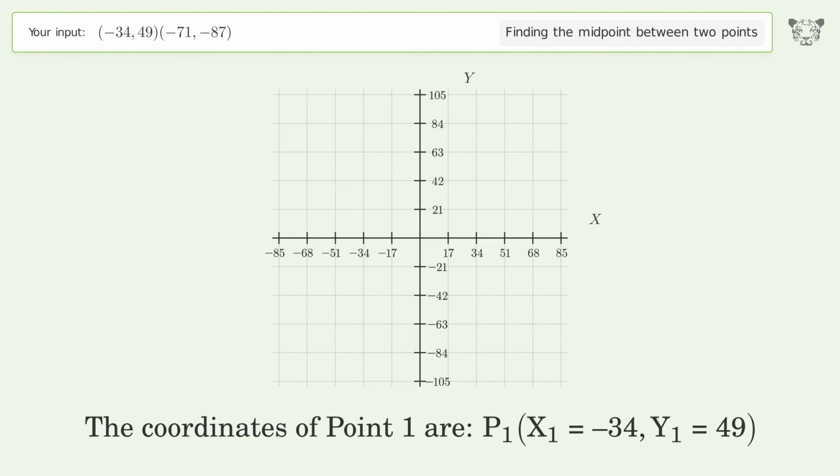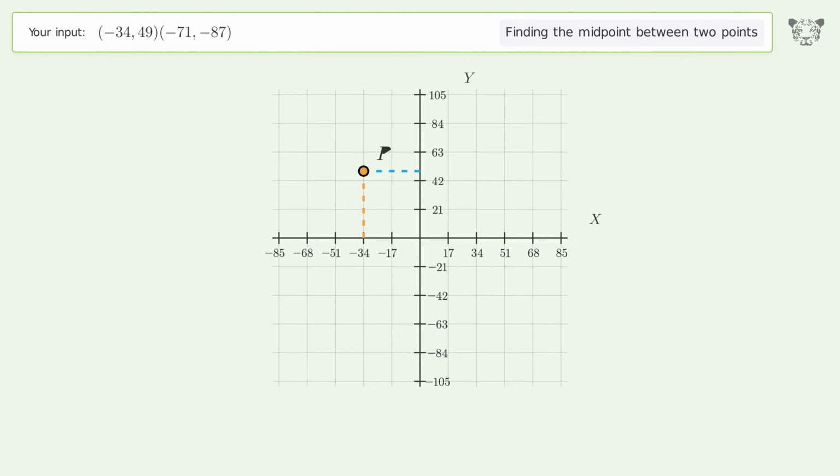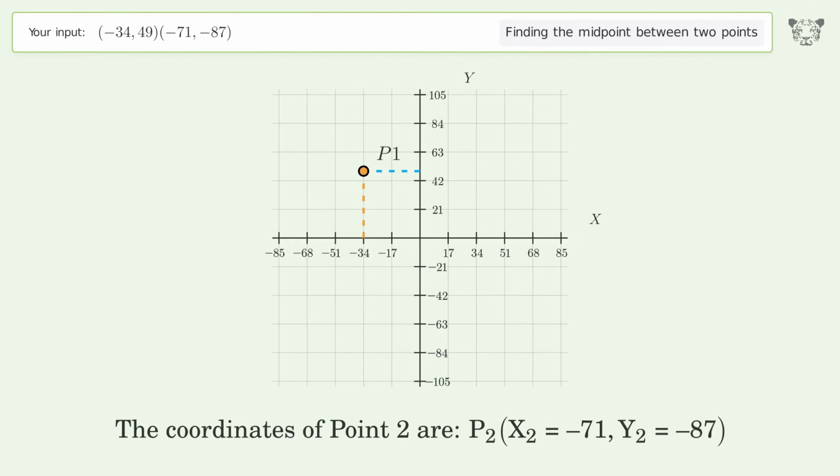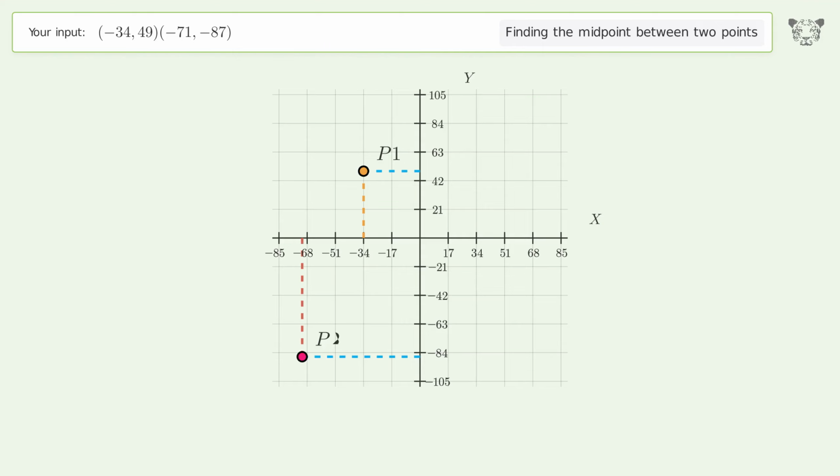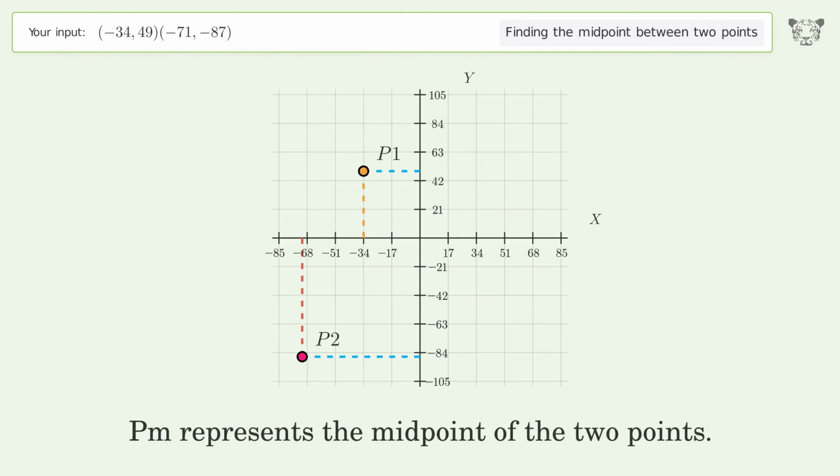The coordinates of point 1 are x1 equals negative 34, y1 equals 49. The coordinates of point 2 are x2 equals negative 71, y2 equals negative 87. PM represents the midpoint of the 2 points.